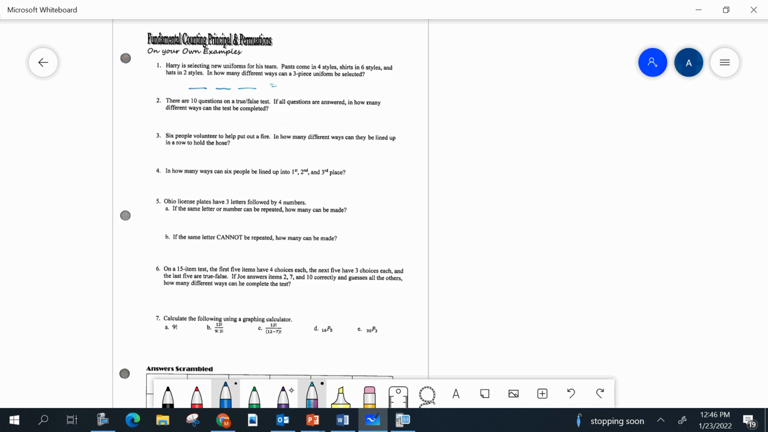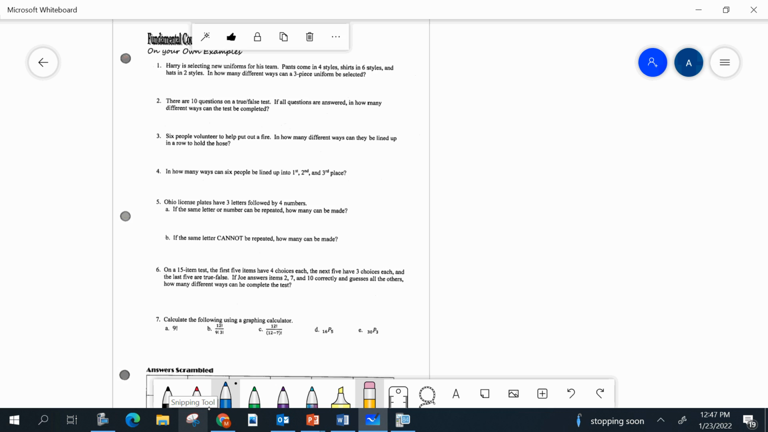If you're good, just go ahead and stop the video, but let's talk about number 1 so that nobody starts this and says, I don't know what to do, I can't do it. All right. Harry is selecting new uniforms for his team. And pants come in 4 styles, shirts in 6 styles, and hats in 2 styles. How many different ways can a 3-piece uniform be selected? Well, that right there, the uniform, okay, is going to be in 3 pieces.